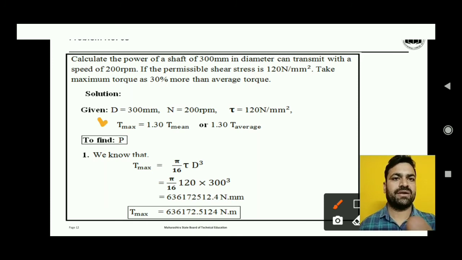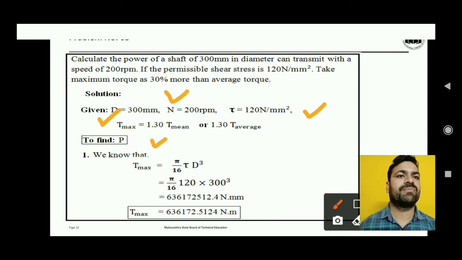So the diameter of shaft is given, rpm is given: diameter is equal to 300 mm, n is equal to 200 rpm, and shear stress, that is tau, is equal to 120 Newton per mm square. And again, as per our discussion, maximum torque is given as 30% more than the average torque or mean torque. So T max is equal to 1.30 T mean, or 1.30 T average. You can write it in any way.